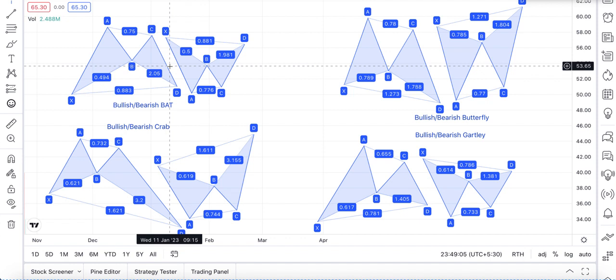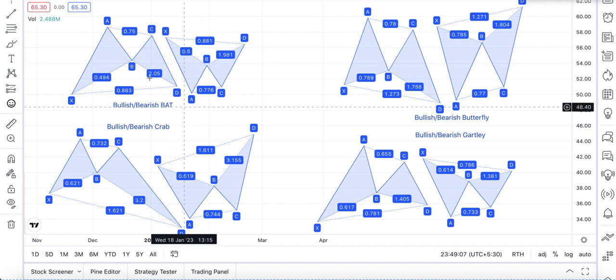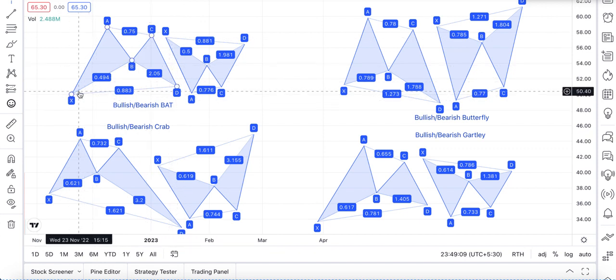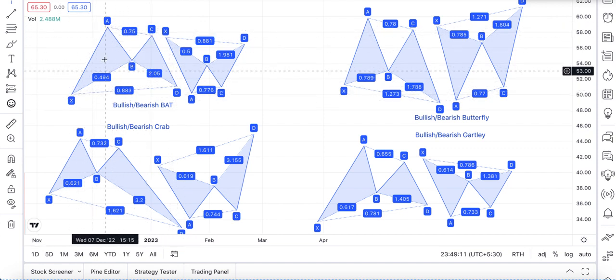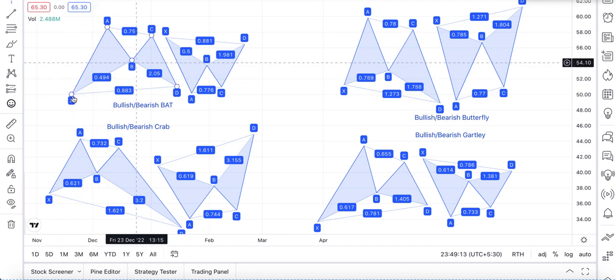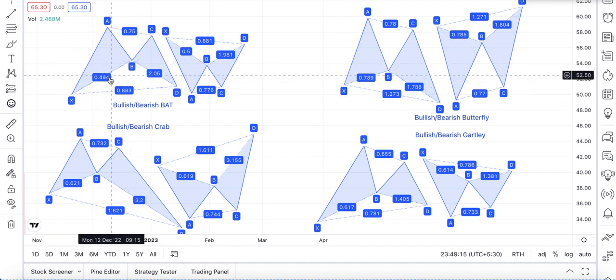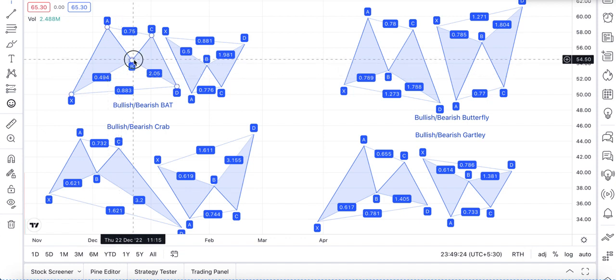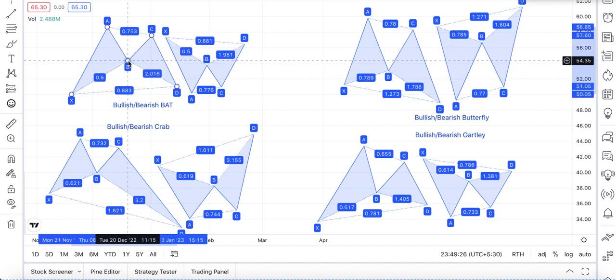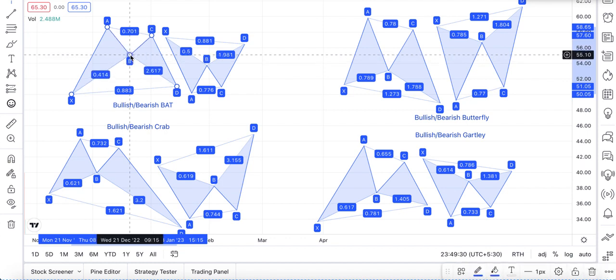So for instance, if we are talking about the bat harmonic pattern, one of the things to note here would be that the ratio of XB, which is right now 0.5, is slightly flexible in the sense that it can actually vary from 0.382 to 0.5. So if XB as a ratio was actually here, it would still be a valid harmonic pattern. If it was slightly higher, it will still be a harmonic pattern.